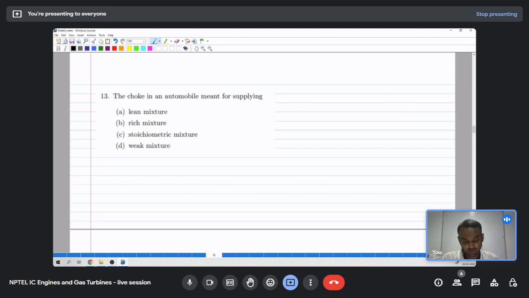Choke in an automotive is meant for supplying rich mixture. So this we have seen earlier. Choke, I have explained earlier, will block the passage of the air, so that more fuel alone will go into the engine for better combustion, and this will ensure that the engine starts even in cold conditions.